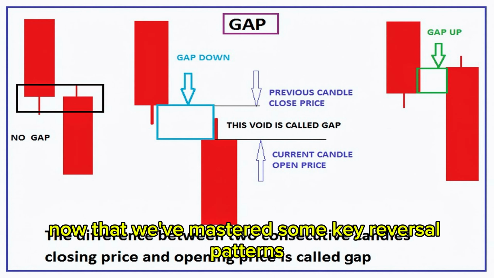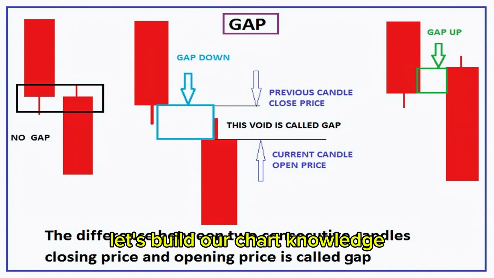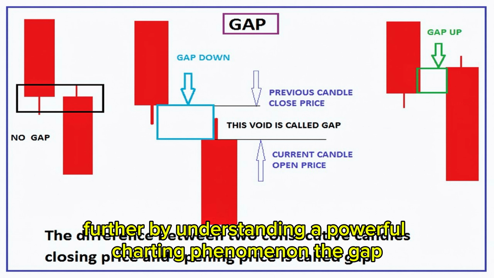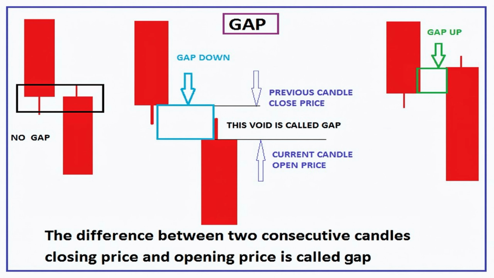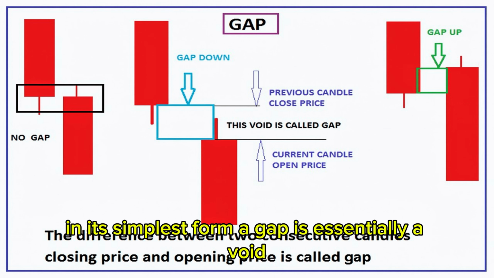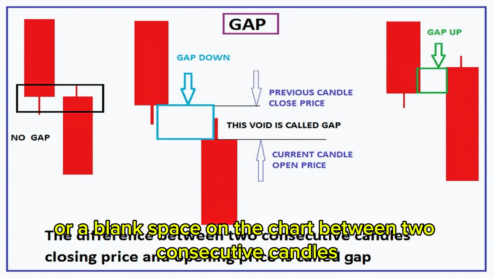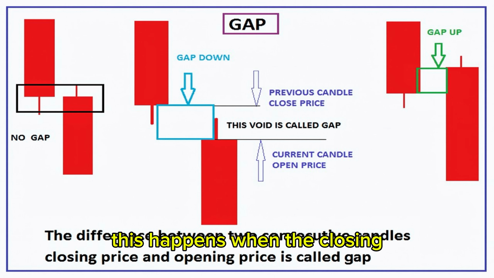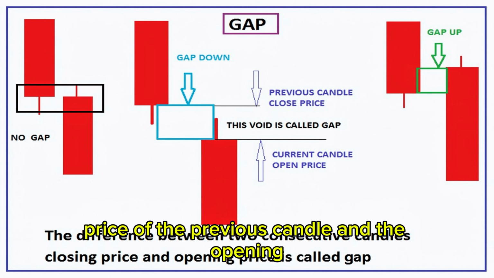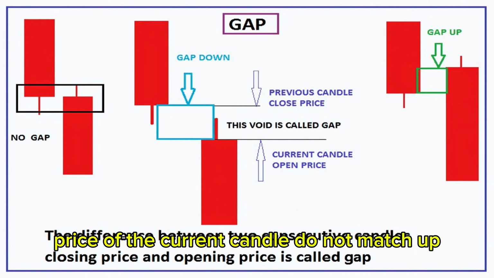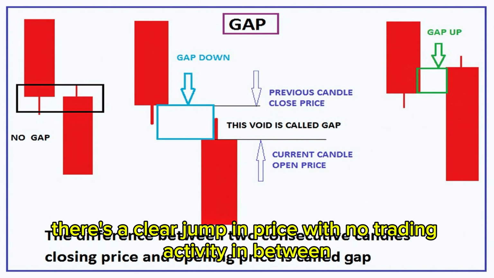Now that we've mastered some key reversal patterns, let's build our chart knowledge further by understanding a powerful charting phenomenon, the gap. In its simplest form, a gap is essentially a void or a blank space on the chart between two consecutive candles. This happens when the closing price of the previous candle and the opening price of the current candle do not match up. There's a clear jump in price with no trading activity in between.